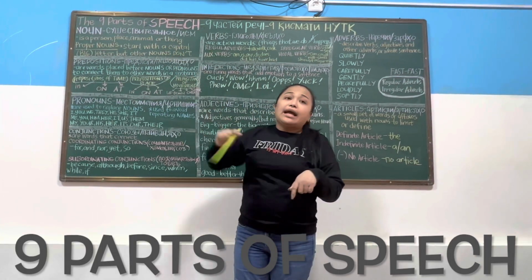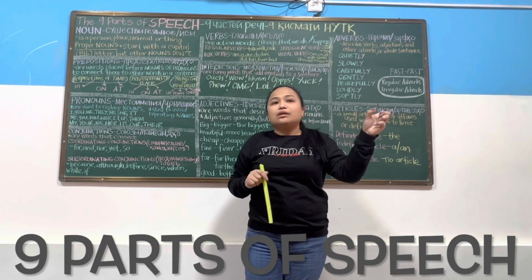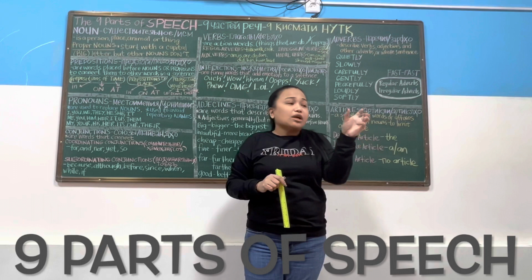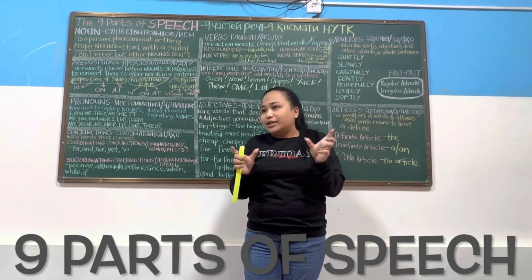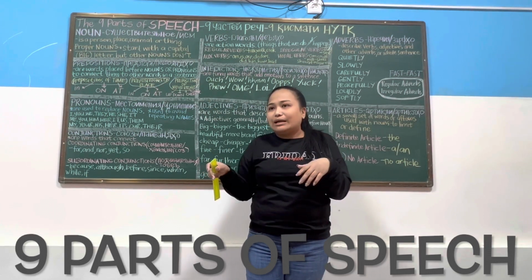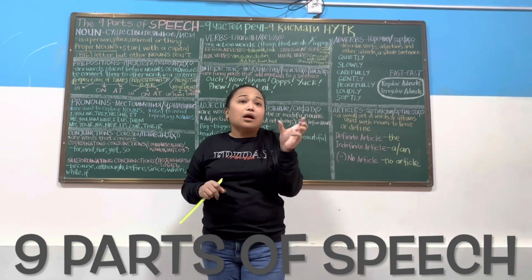Did you understand? Example, a girl is a noun. It's a common noun. What is common? Object. A girl is a common noun. Hannah is a proper noun. You understand? Isimhoy anik, isimhoy no anik. You understand? Hannah, it is a proper noun.